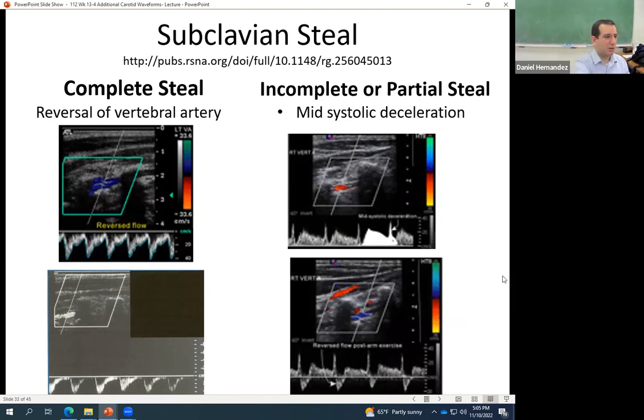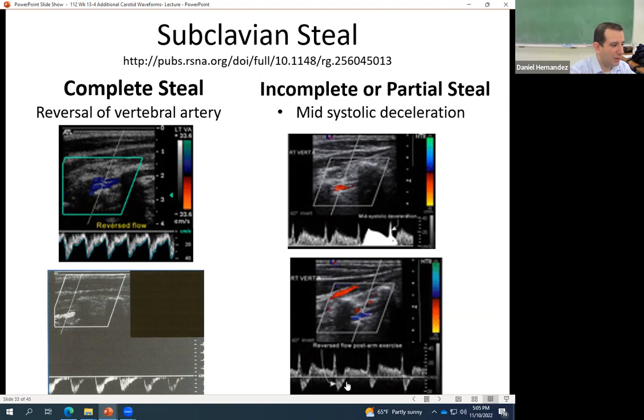So when we're imaging our vertebral arteries, any deviation from what looks like a normal arterial signal, or what we should expect, even though it's not below the baseline, this does not look like a normal looking vertebral artery signal. So this would be indicative of a mild or a partial subclavian steal. So incomplete or partial steal.